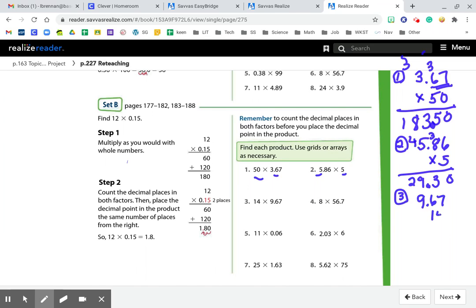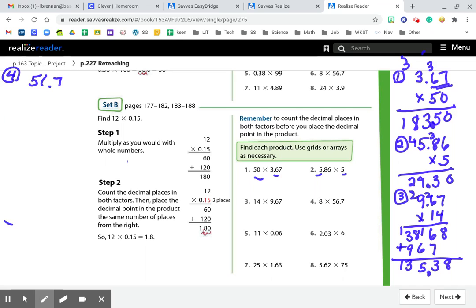9.67 times 14. 7 times 4 is 28. 6 times 4 is 24 plus 2, 26. 9 times 4 is 36 plus 2, 38. Now we're going to distribute the 1 times 7, 1 times 6, 1 times 9, and add them together. Two digits in decimal place value in the problem, 2 in the answer, 135.38. Number 4, I'm running out of space here.